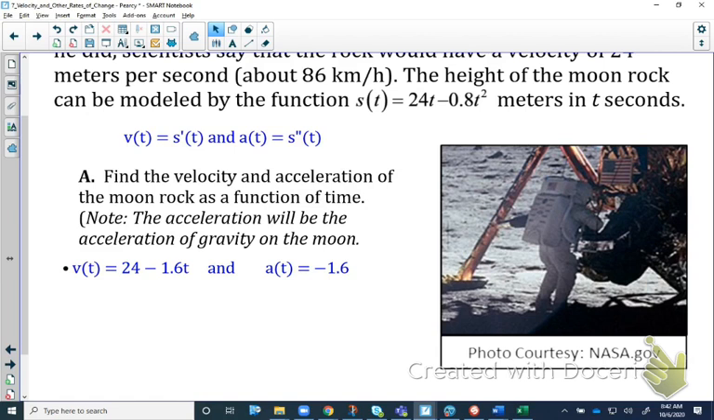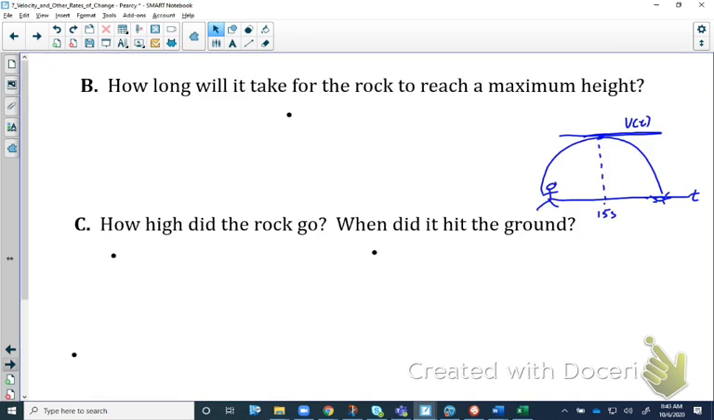And the second thing it's asking us to do is find the acceleration function. Well, the acceleration function is going to be the derivative of the velocity function, so that's why we have an acceleration of negative 1.6. I probably should have included meters per second and meters per second squared for velocity and acceleration on that one, because they did give us units, but it's one of those things that, okay, well, good enough in hindsight, right?